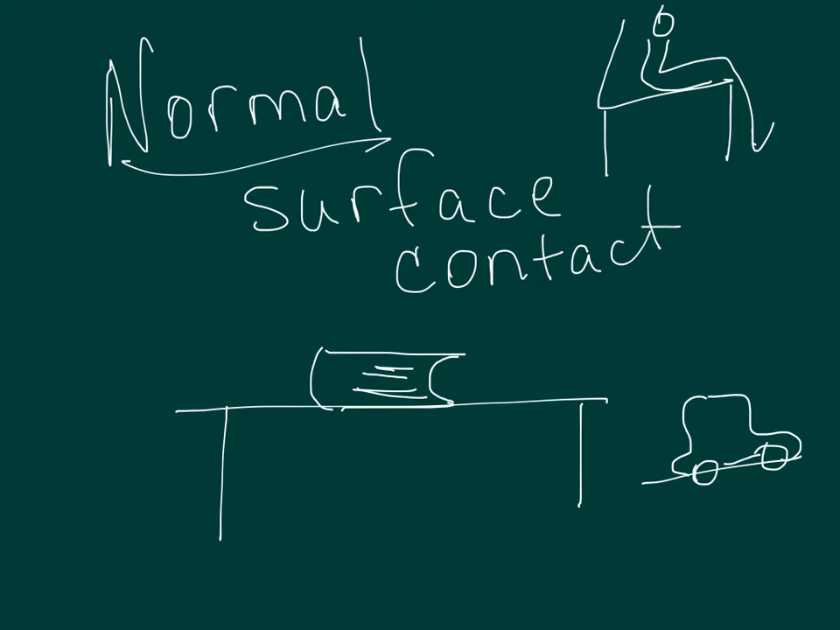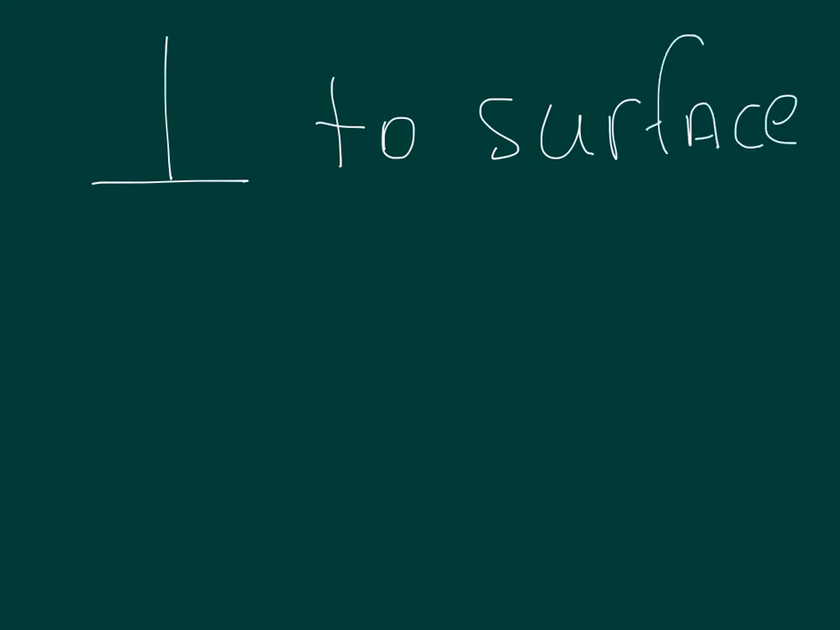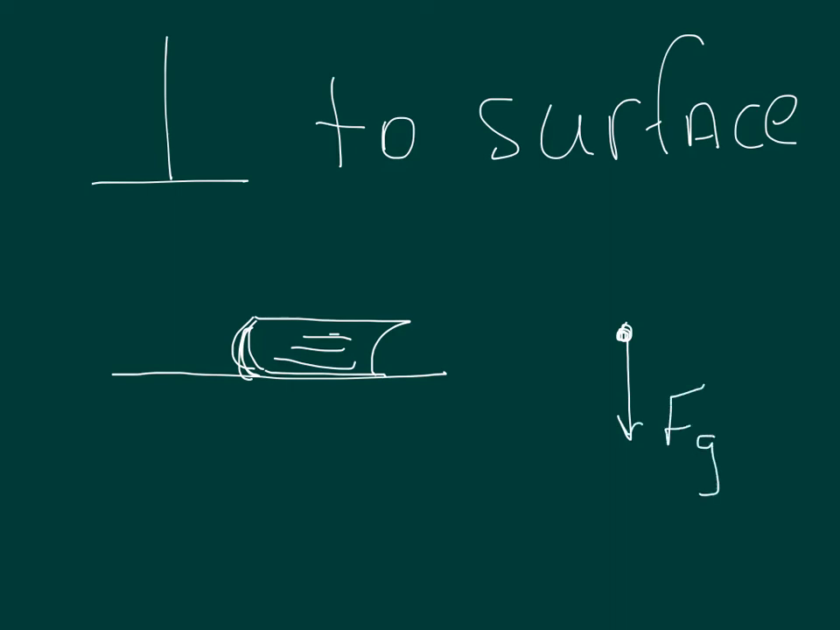That contact, or that normal force, is always perpendicular to the surface. So if we have a book sitting on a table, and the table's flat, the free body diagram would look like this. Here's our dot, force due to gravity, force normal.